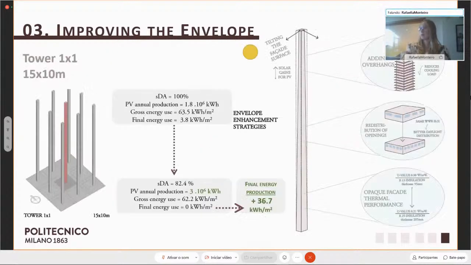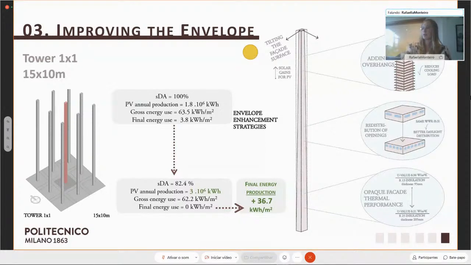For the case of the tower, we had a big problem of glare, so we added overhangs to the top. The envelope surface was tilted towards the sun to improve solar capture, and the WWR was kept the same, but the openings were redistributed. We also improved the opaque facade thermal performance.